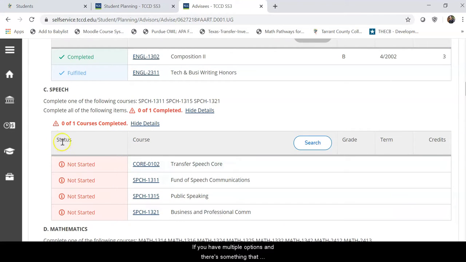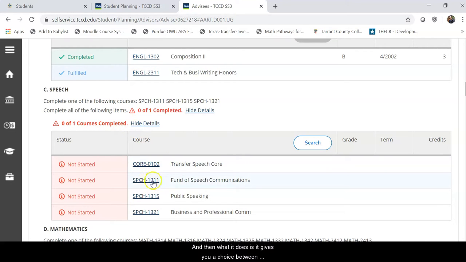if you have multiple options and there's something that has not been completed yet. So this says 0 of 1 course is completed. This is what I was referring to. So it's red. What does red mean? Stop. Pay attention. I need you to do this, right? So that's what's there.